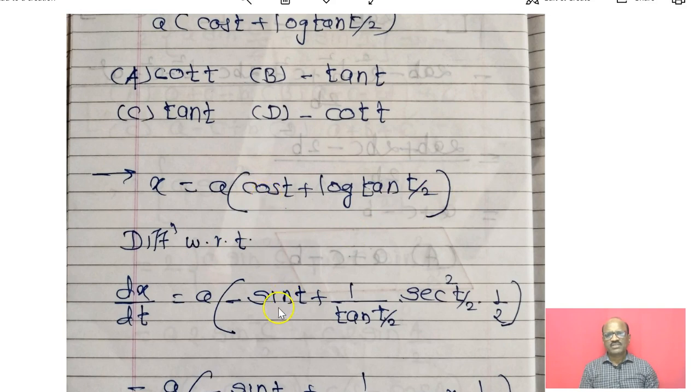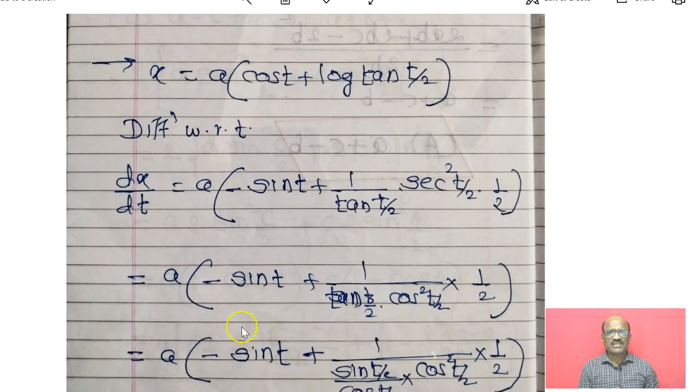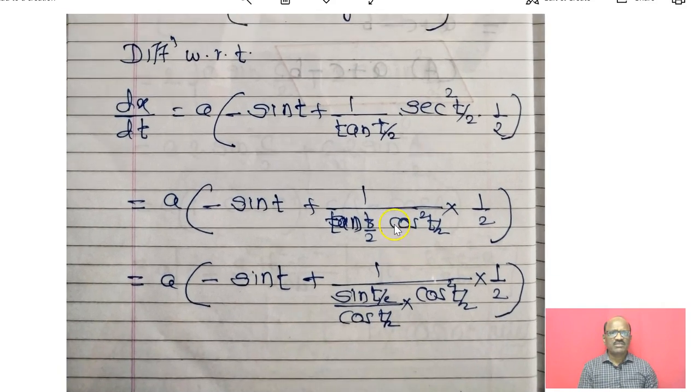The derivative of cos of t is minus sin of t, and the derivative of log of tan of t by 2 is 1 upon tan of t by 2. And the derivative of tan is sec square t by 2 into the derivative of t by 2, which is 1 upon 2. Now again simplify this: dx upon dt is a, minus sin t, and again the simplification, 1 upon tan of t by 2. Now here the sec square t by 2 becomes 1 upon cos square t by 2, into 1 upon 2. Now again, what is the value of tan? Tan is sin of t by 2 upon cos of t by 2, and these two get cancelled.